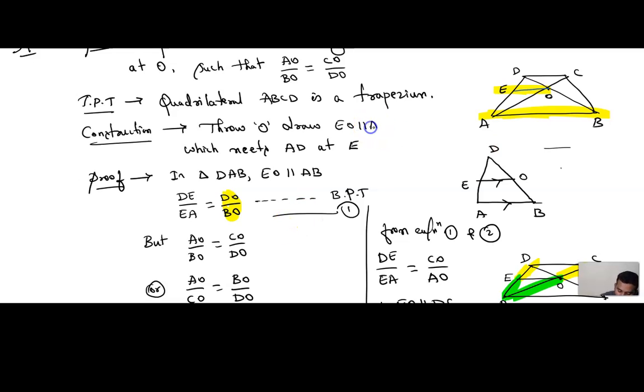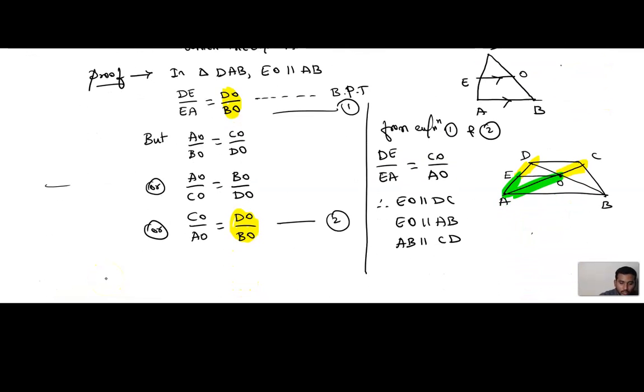EO is parallel to AB. Done? Now can you see this? EO is parallel to DC. EO is parallel to AB, as well as AB is parallel to CD. Now we can say that therefore ABCD is a trapezium. ABCD is a trapezium with AB parallel to CD. Hence proved. AB is parallel to CD. Any doubts? Understood the concept?